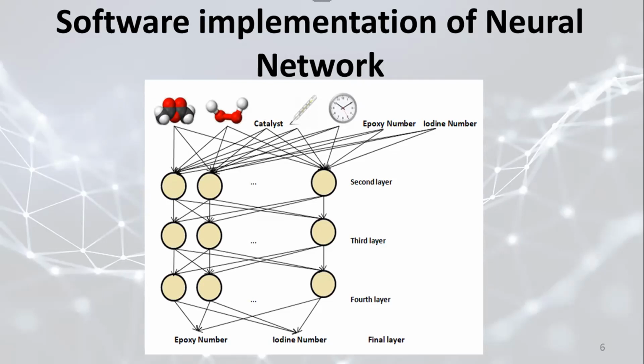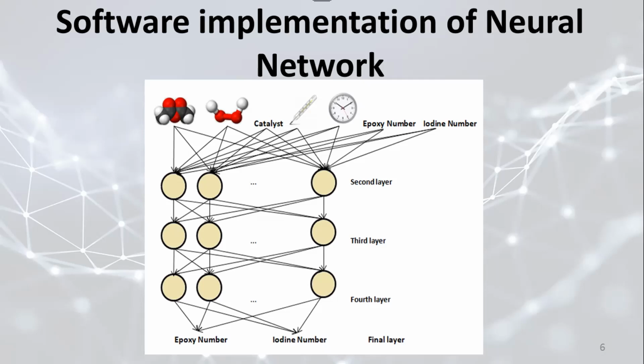Input 4 is normalized temperature, and input 5 is normalized reaction time. The outputs of the neural network are the normalized values of epoxy number and iodine number. It is shown that the initial values of epoxy number and iodine number depend on the values at the beginning of the experiments. Therefore, they are taken as inputs.